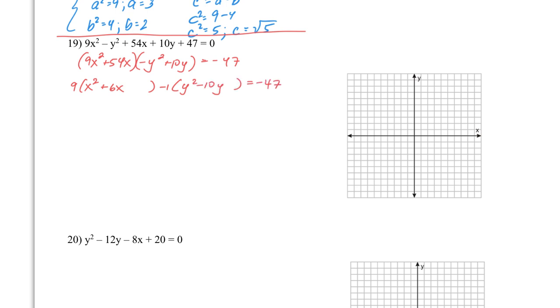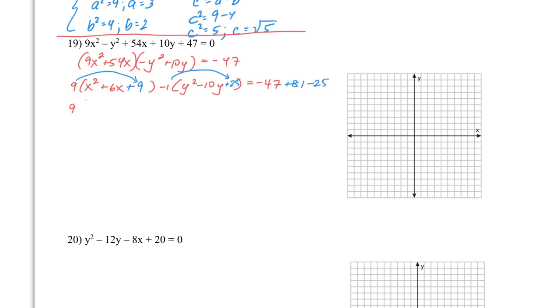And I'm going to complete the square now. I know that half of 6 is 3. 3 squared is 9, and 9 times 9 is 81. And then I know half of negative 10 is negative 5. Negative 5 squared is 25, so this ends up being a minus 25. So a minus 25 on the other side.